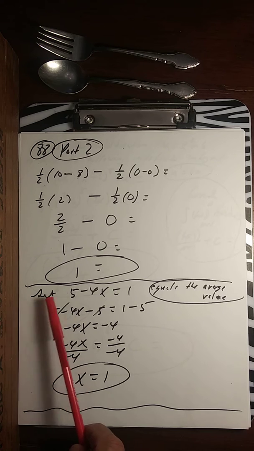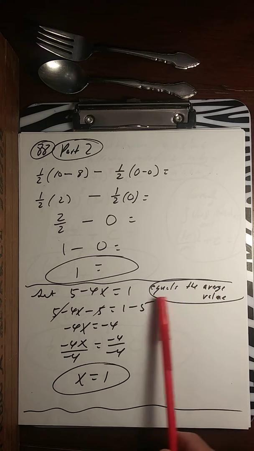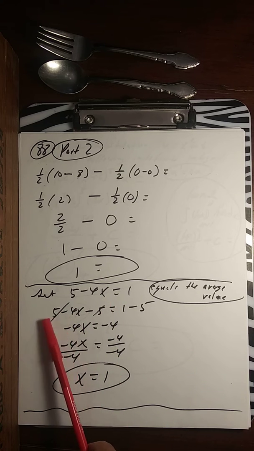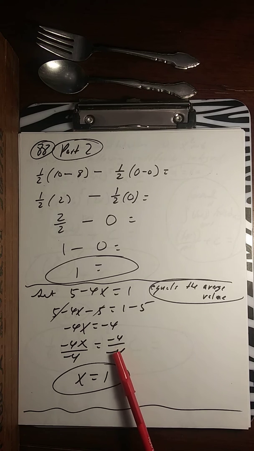So now set the function equal to the average value. Solve this one. The 5 minus 5, these are gone, so minus 4x equals negative 4. Divide by negative 4 on both sides, so x equals 1. That's the answer we're looking for.